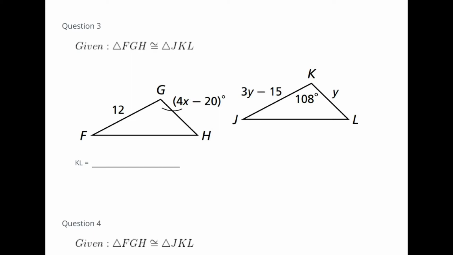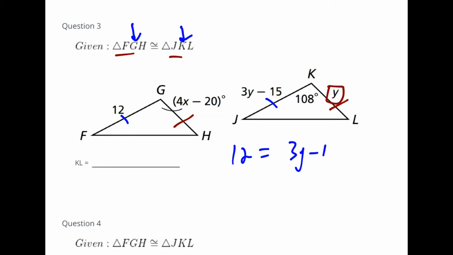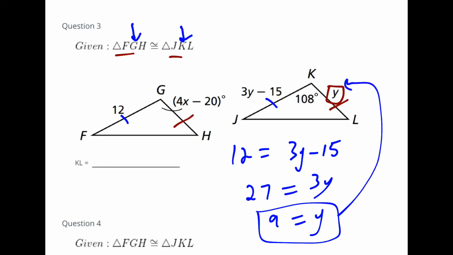In question 3, given that these two triangles are congruent, we can match up some of the parts. We can match up FG here with JK, and that would allow us to solve for Y. And we can also match up angle G, the middle angle, with angle K, the middle angle. And finally, we can match up GH with KL. We want to know what Y is, so I think the best fit is going to be FG and JK, and write these out as 12 is equal to 3Y minus 15. This tells us that 27 is 3Y, or that 9 is equal to Y. And that actually is our answer since we plugged that in for KL.